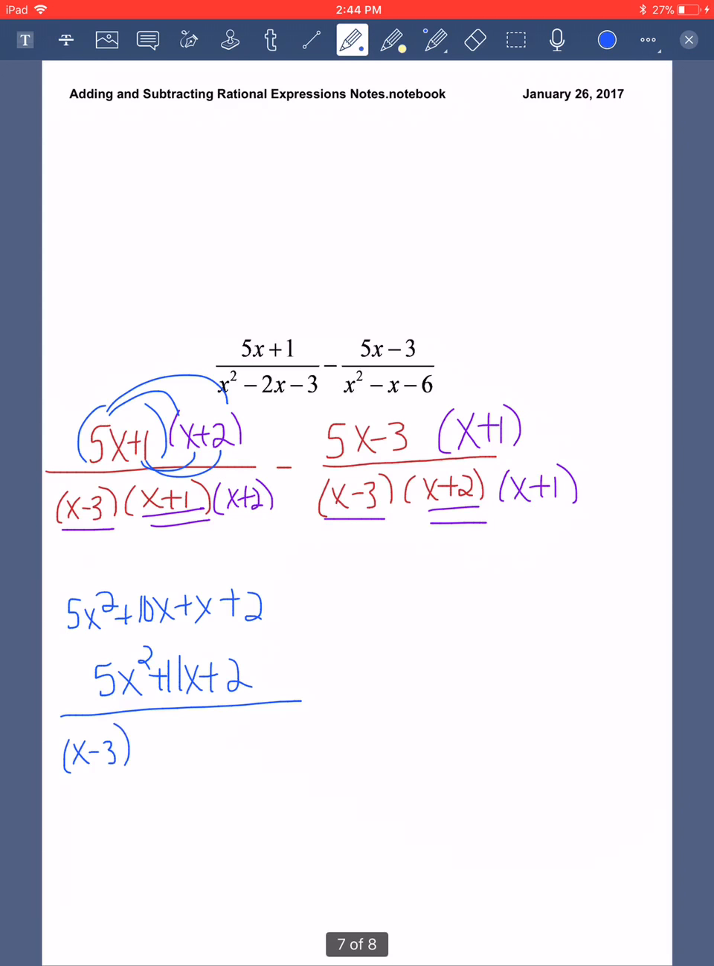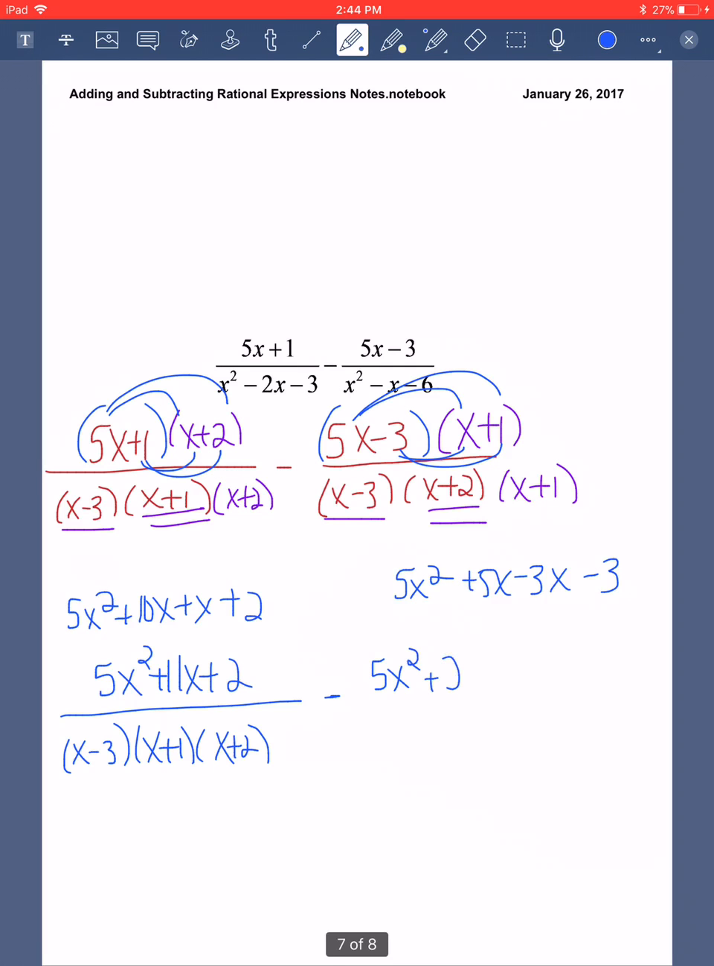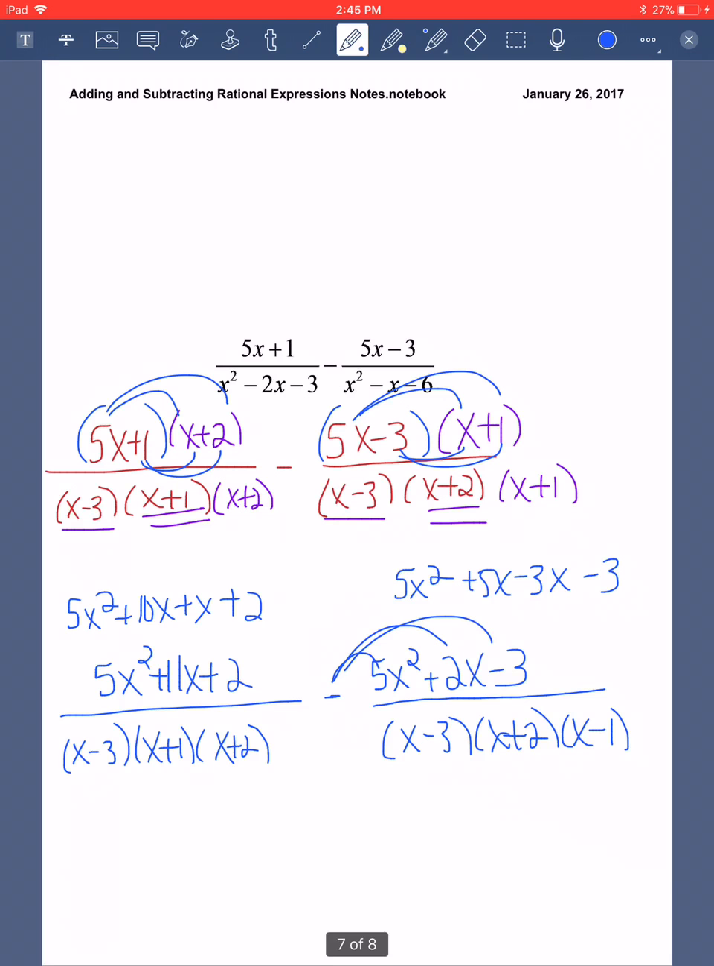over x minus 3, x plus 1, x plus 2, minus my second numerator. I've got 5x minus 3 times x plus 1, so 5x times x is 5x squared. 5x times 1 is 5x. Negative 3 times x is negative 3x, and negative 3 times 1 is negative 3. So my second numerator is 5x squared plus 2x minus 3 over x minus 3, x plus 2, x minus 1. Now I need to distribute my negative to my second numerator.